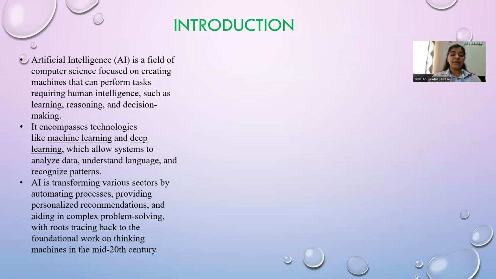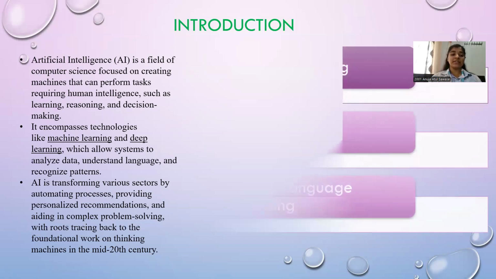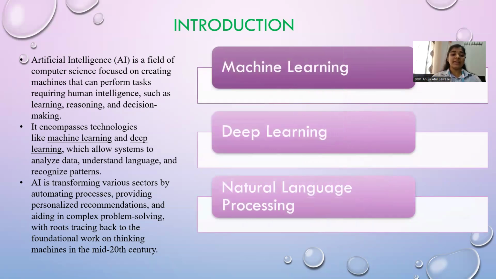Introduction to AI. Artificial intelligence is a field of computer science focused on creating machines that can perform tasks requiring human intelligence, such as learning, reasoning, and decision making. It encompasses technologies like machine learning, deep learning, and natural language processing, which allow systems to analyze data, understand language, and recognize patterns. AI is transforming various sectors by automating processes, providing personalized recommendations, and aiding in complex problem solving, with roots tracing back to the foundational work on thinking machines in the mid 20th century.